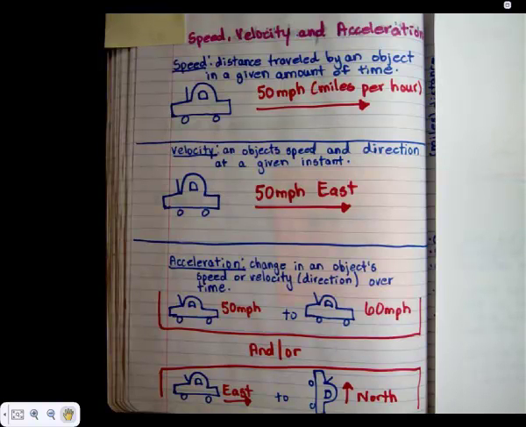For example, if a car was traveling 50 miles per hour and then sped up to 60 miles per hour, that would be considered an acceleration because there was a change in the speed. Or if a car was traveling east and then began to travel north, that would also be an acceleration because it was a change in the object's motion.